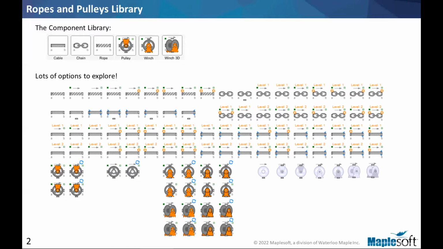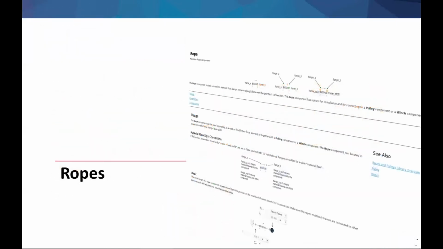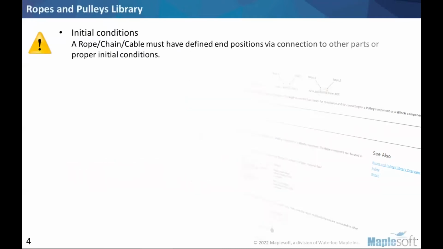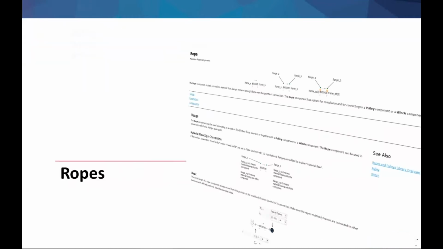Without really spending too much time on this overview, let's just get to the first group of components, the most important. From the ropes, the rope component. The rope component is a 2-force element. It's always straight and can be made not to exert any force in compression, only in tension.